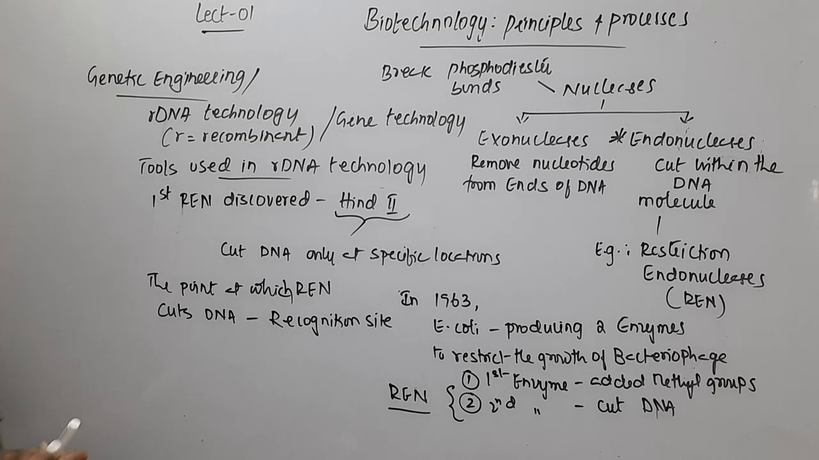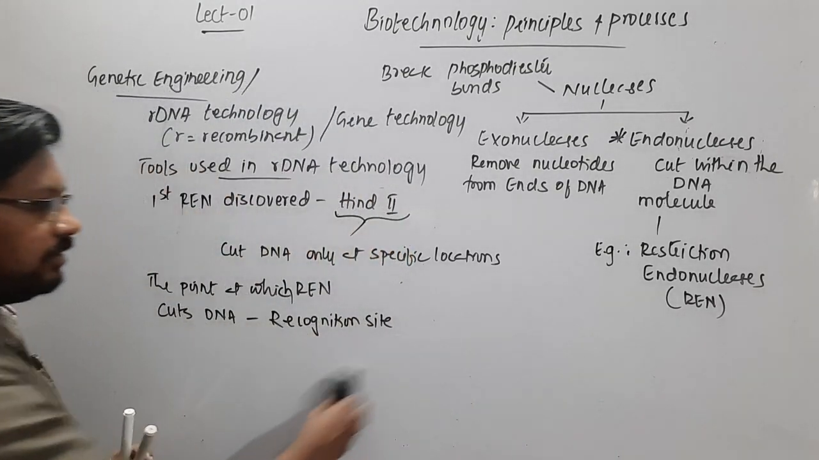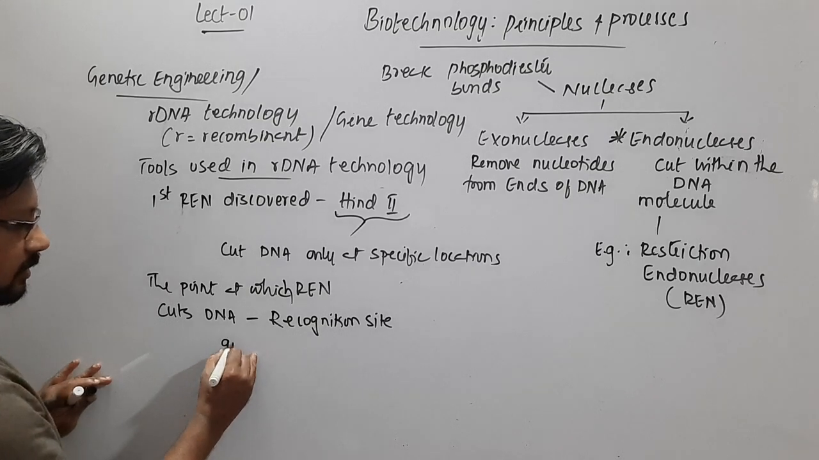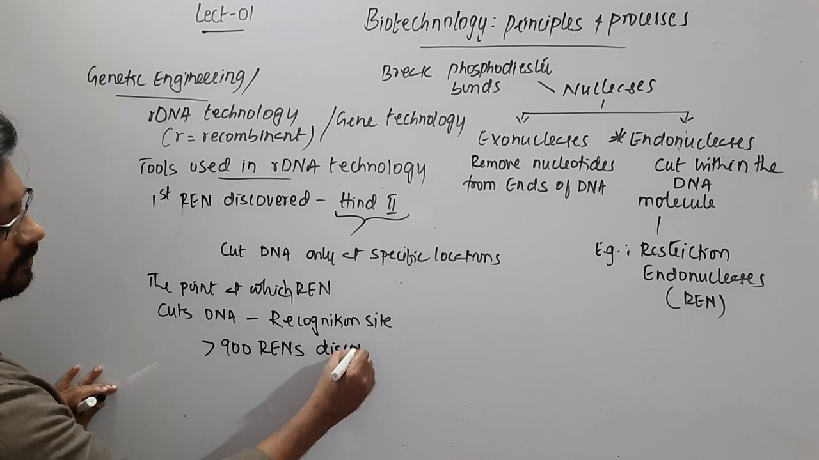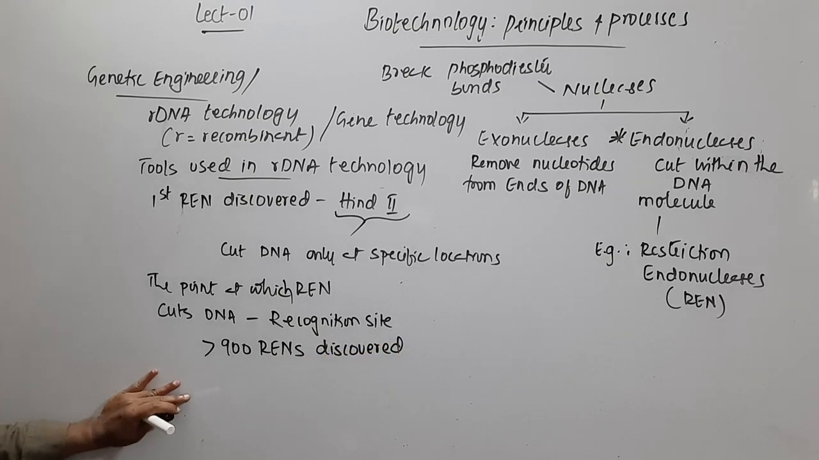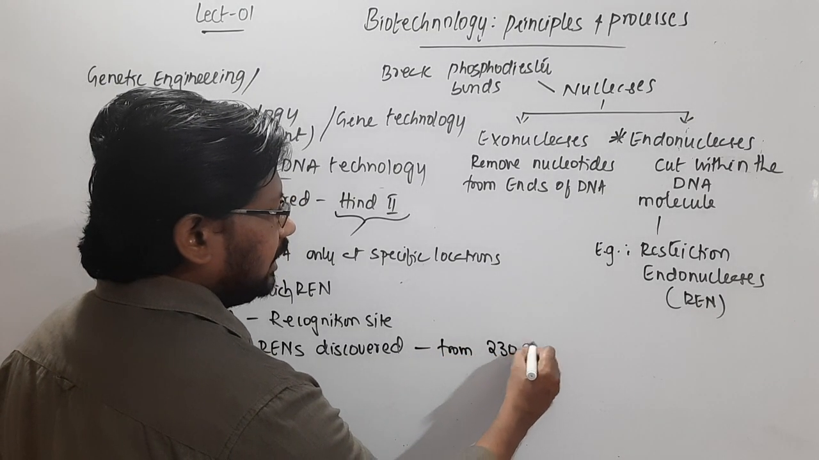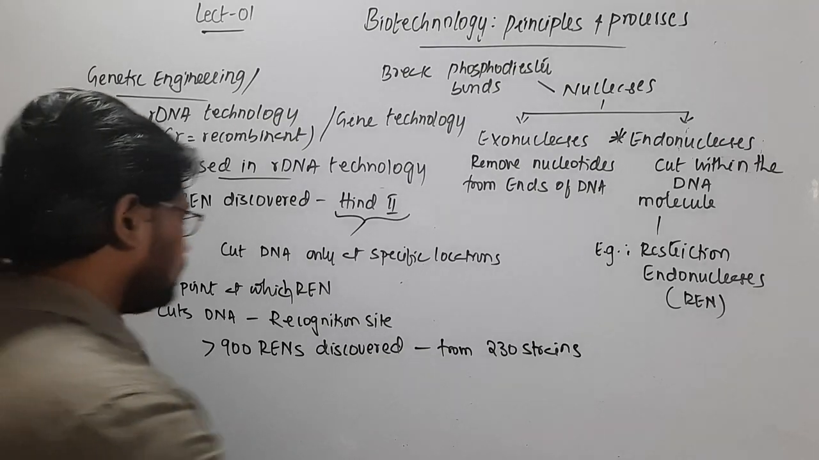Of course, in the beginning we knew only a few restriction endonucleases, but later we started discovering many more. At present, we have more than 900 restriction endonucleases discovered, and that too from 230 strains of bacteria.